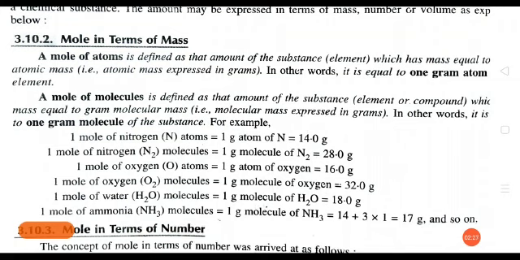Just now I said, my dear children, that mole can be expressed in terms of mass, number or volume. So let's see mole in terms of mass. Mole in terms of mass can be defined in two forms, mole of atoms and mole of molecules. Let's see mole of atoms. 1 mole of atoms of a substance has a mass equal to the gram atomic mass of that substance.